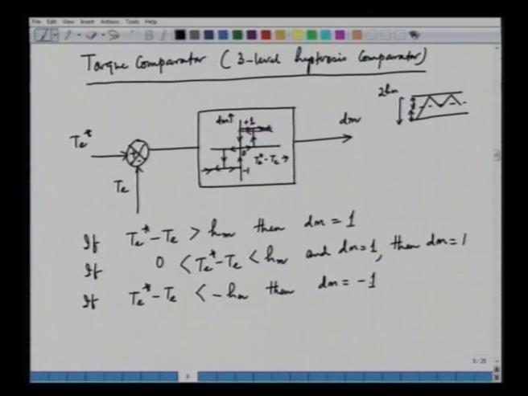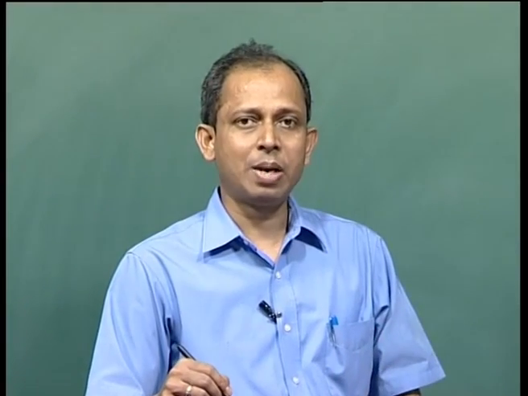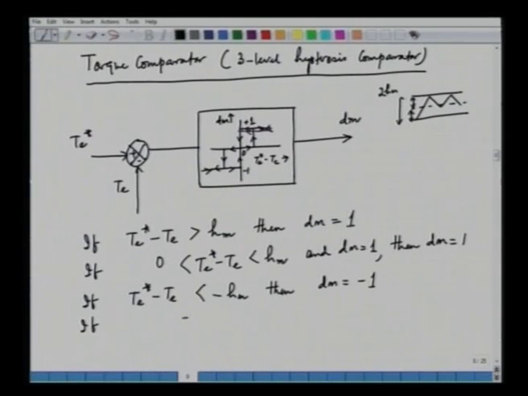It means if the actual torque is more than the reference torque, the torque has to be reduced or decreased, and torque reduced means the status is -1, d m is equal to -1. And similarly, if T e star minus T e is greater than minus of H m, and less than 0, and d m is -1, then the status quo is maintained, d m is -1.